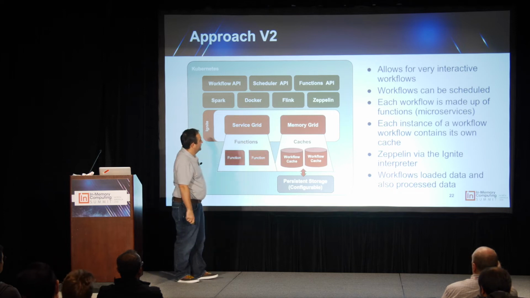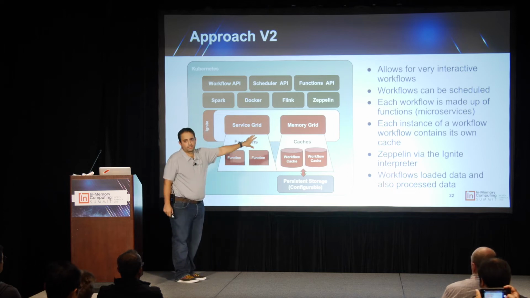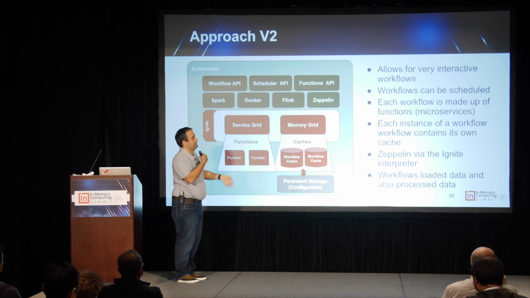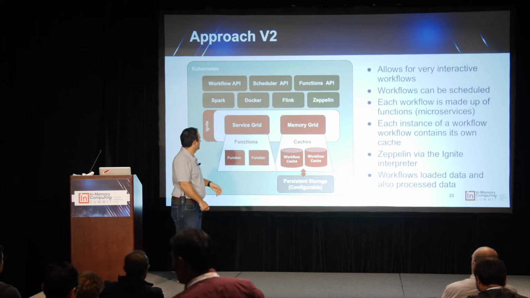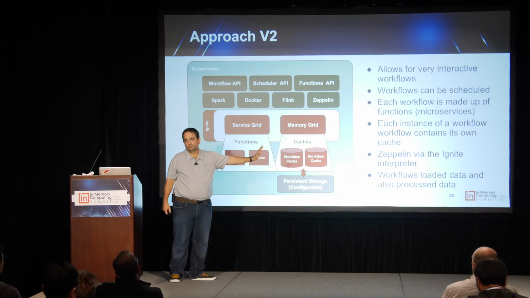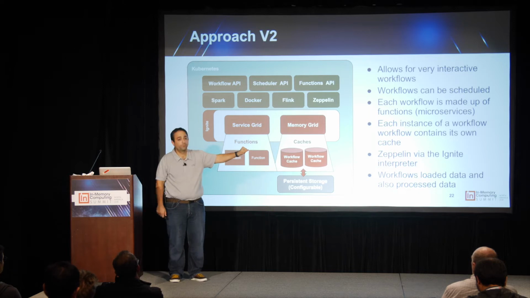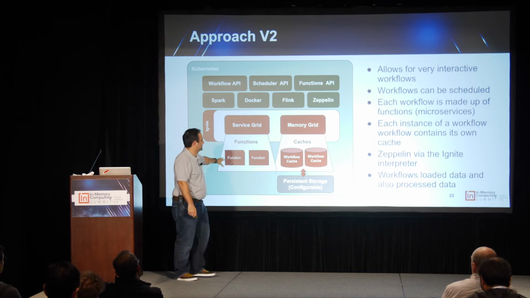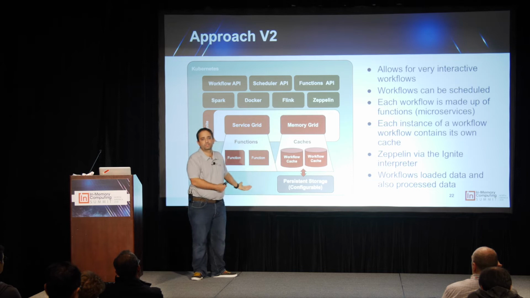This is more what Approach V2 looked like, and we ended up developing a lot of stuff that sits on top of it, but it allows us to have a lot more flexibility. We completely removed HDFS and Hive. What we were left with was Ignite and a persistent storage. It says configurable. What we used was Cassandra.